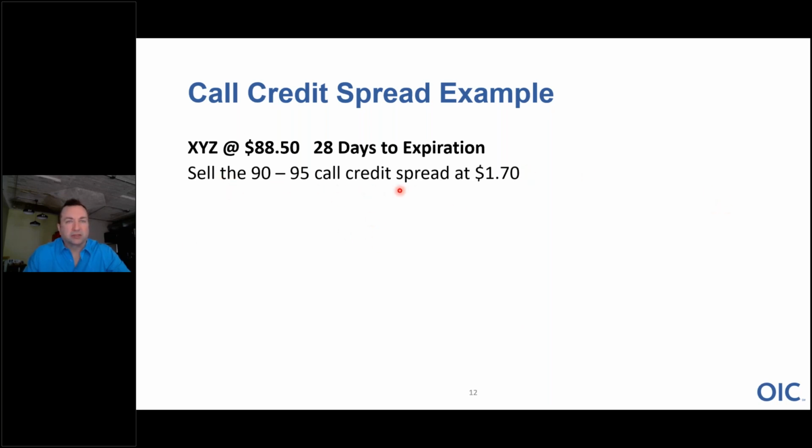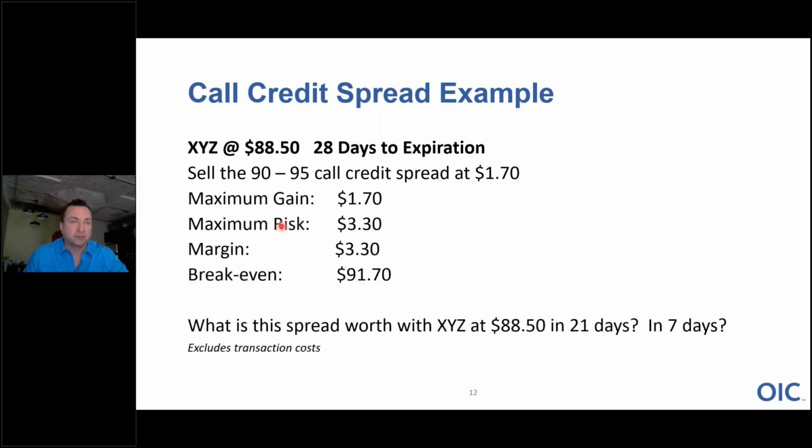So we'll start with max gain. Just like anytime we sell options, the most we can make is the credit received. The value of these options can only go down to 0, not below that. So our maximum gain is going to be the amount we received in credit. That's $1.70. Maximum risk is $3.30.